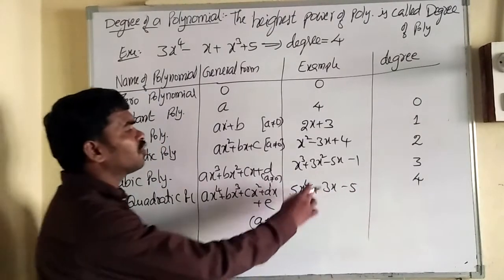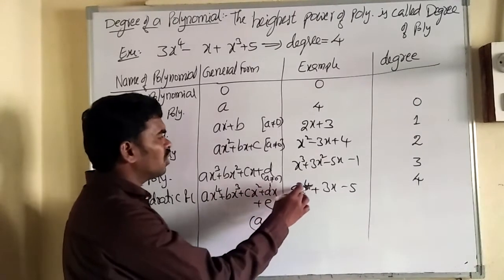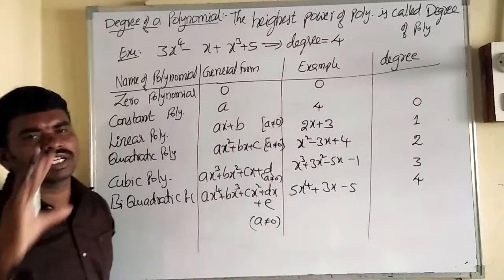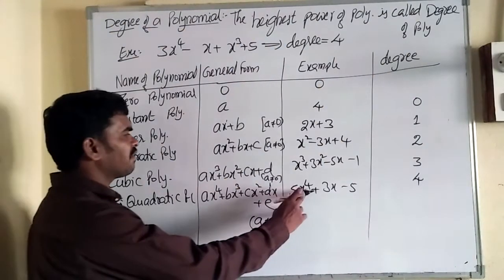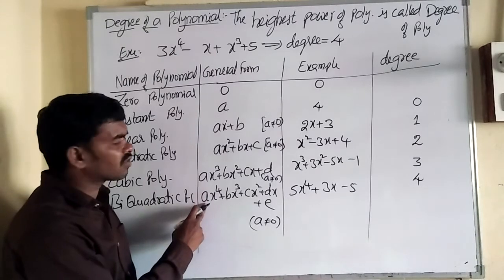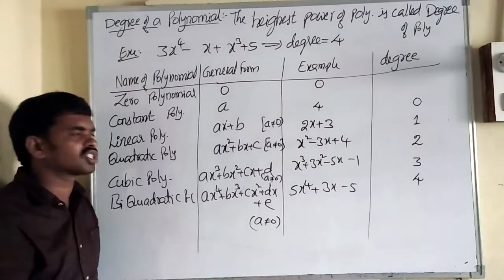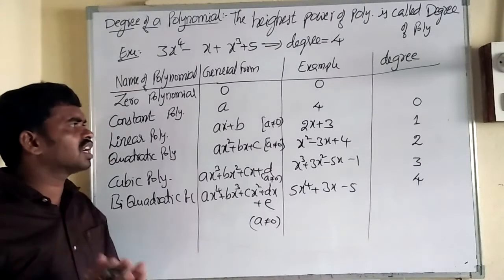Now don't think about the remaining cube term, square term and x term. Only whether the x power 4 term is there or not, that is important. If the highest power is 4, that is called biquadratic polynomial. So a must be not equal to 0. What about b, c, d, e? Maybe zeros or may not be zeros. Okay, if you understand or not.